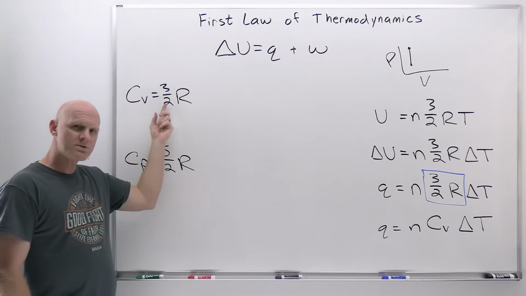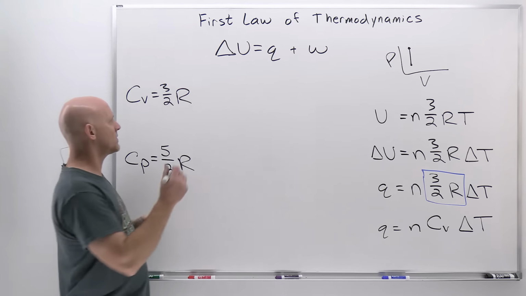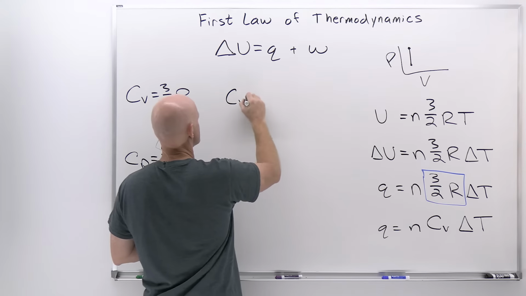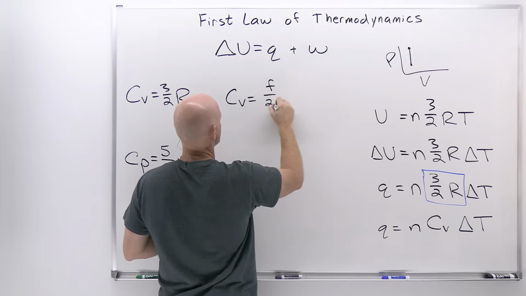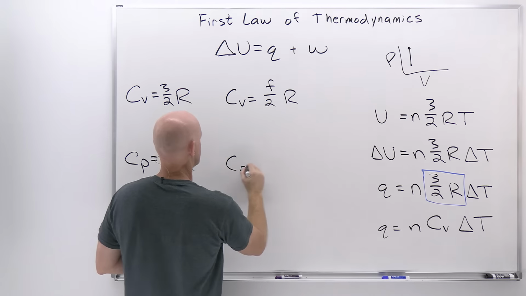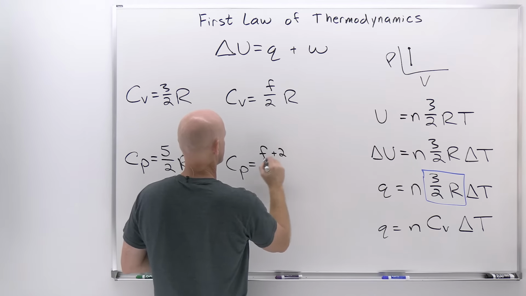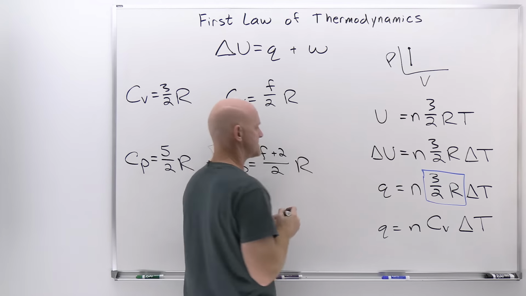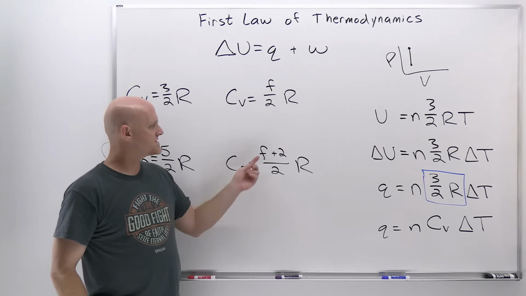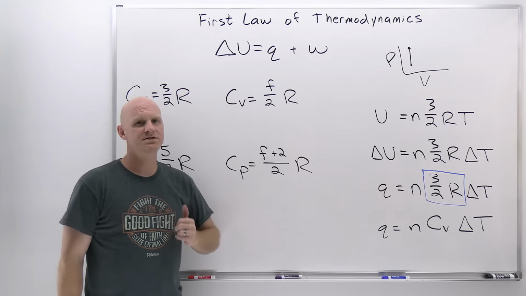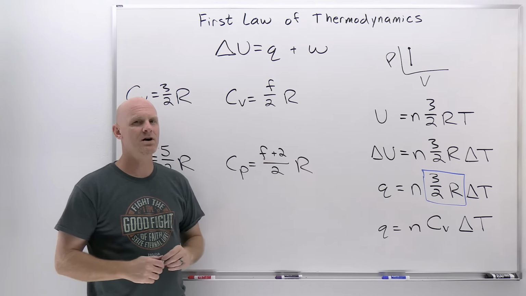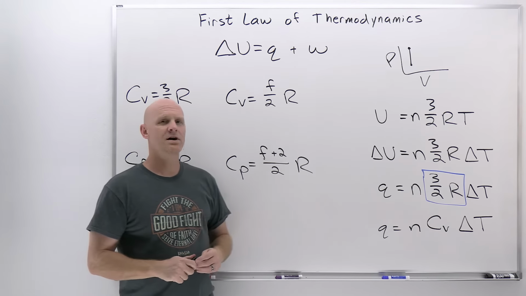So, but it's not always going to be these two values, and so we got to talk about some more generic formulas for this. It turns out that CV is equal to F over 2 times R, and CP is going to equal F plus 2 over 2 times R, where F stands for what we call the number of degrees of freedom. And this is where things get a little bit complicated, and where students start checking out a little bit.